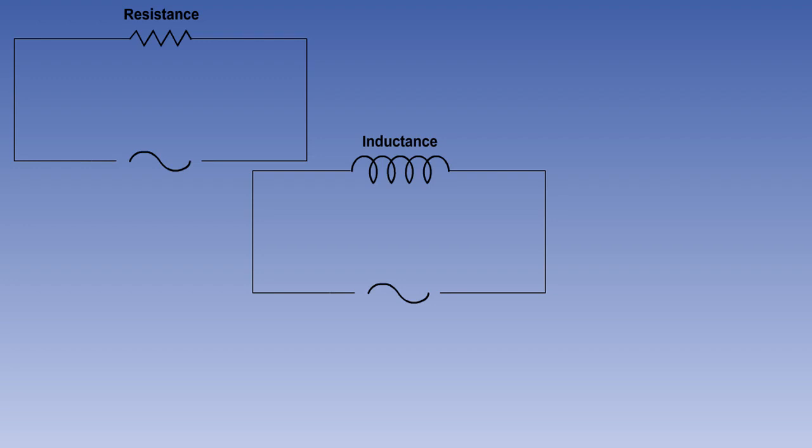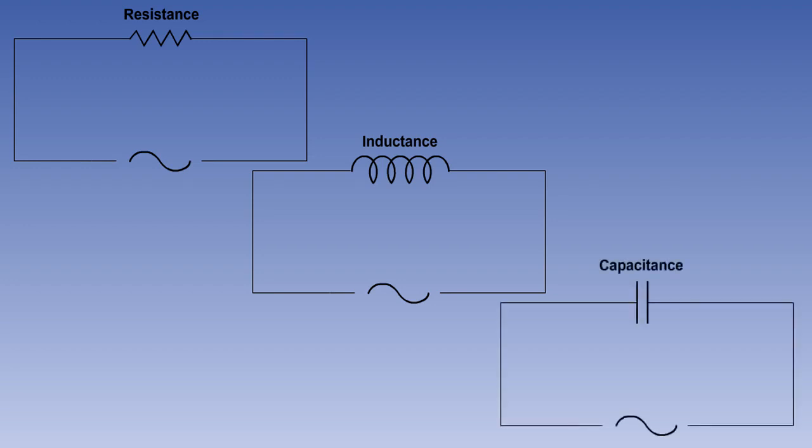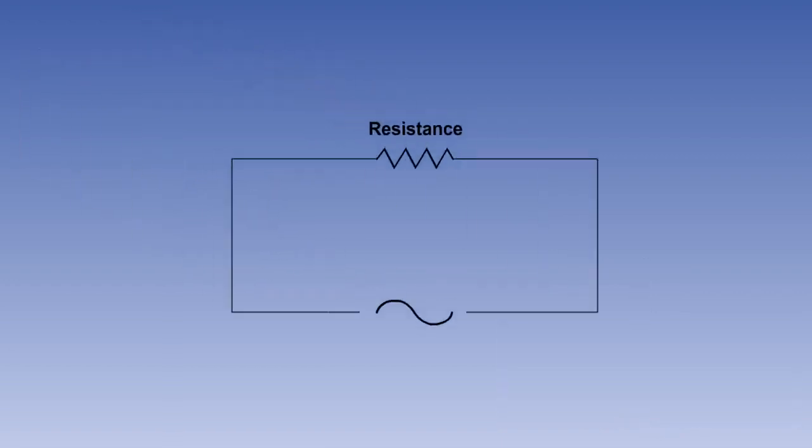inductance, or capacitance. We will look at the effects that each of these three properties individually has on the voltage and current in an AC circuit. Beginning with resistance.